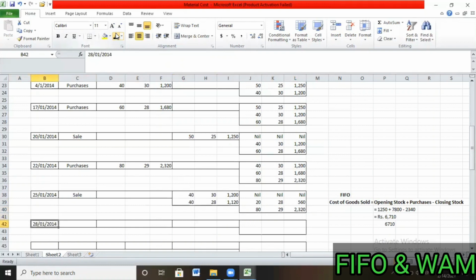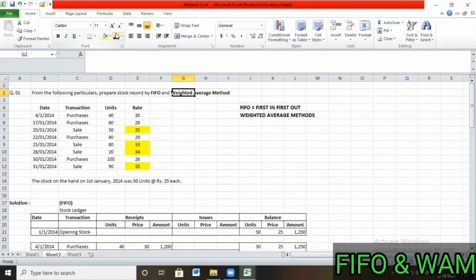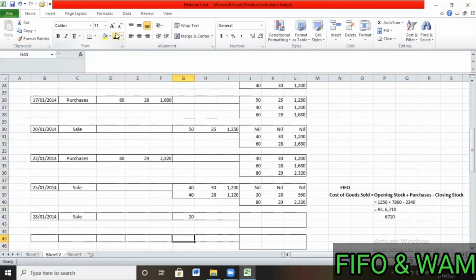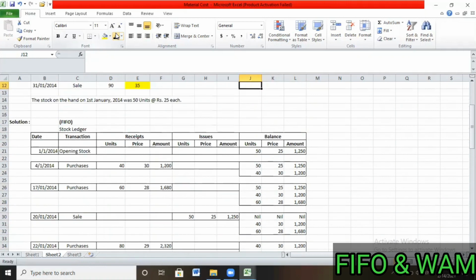Again, we have a sales transaction of 80 units. And this time we have only 20, how much is it? 20 units, and we have this 20 at the rate of 28, which is given out, and this will become nil. I'm just showing it because we are giving it out of that. So after that, we are having 80 units balance.